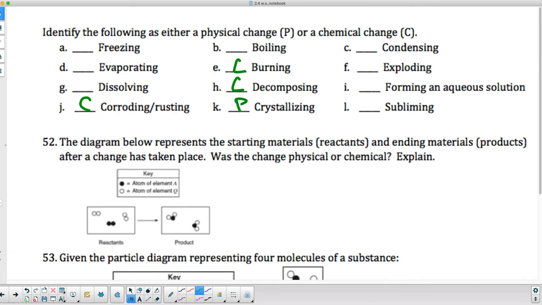Exploding, of course that's chemical. It sounds chemical. Okay, it's very chemical. Forming an aqueous solution, we talked about that. Subliming, I already talked about that. If you need to rewind, then you should rewind.